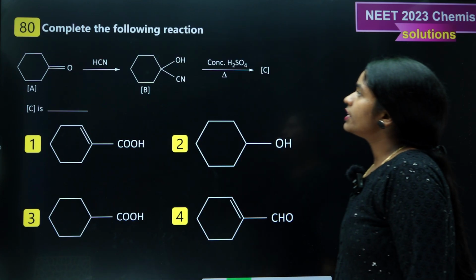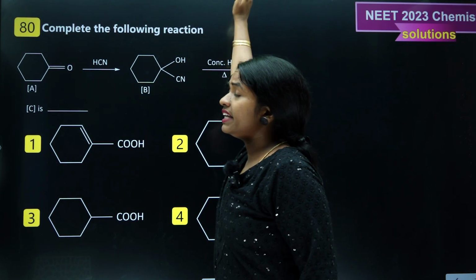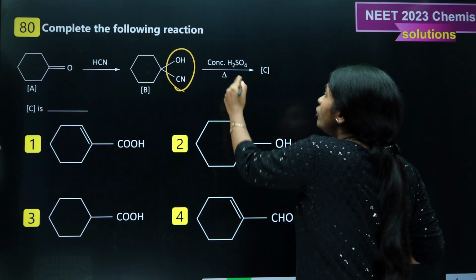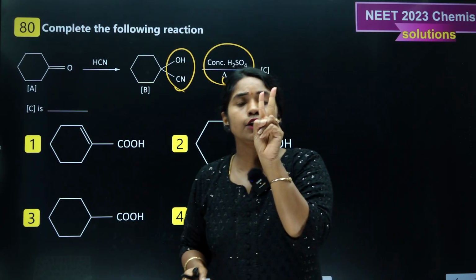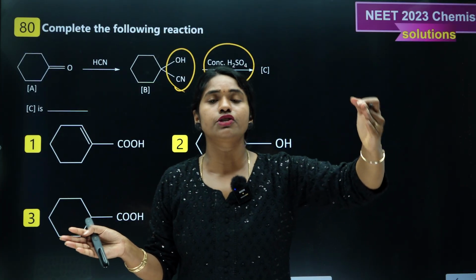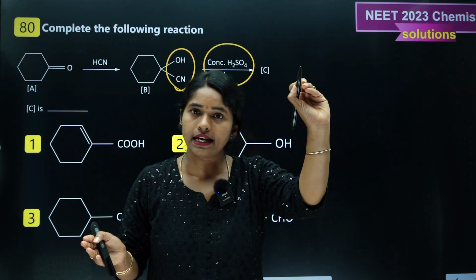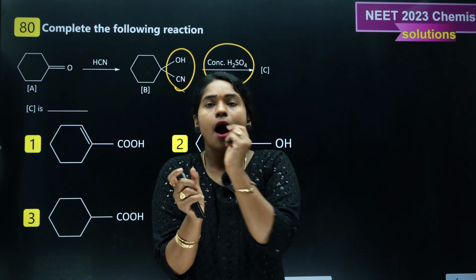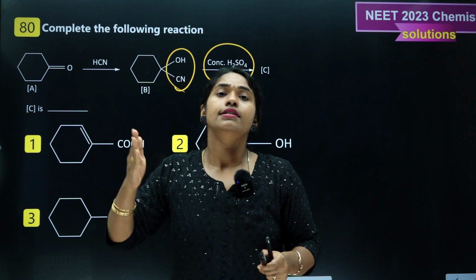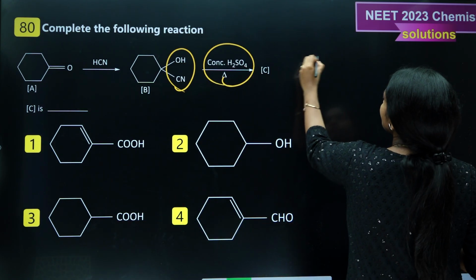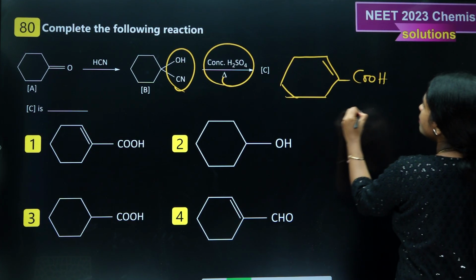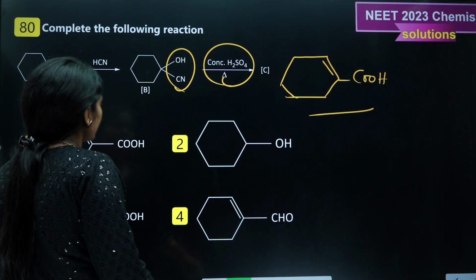Got it? See the next one, question number 80. Complete the following reaction. When we add HCN, we will be getting cyanohydrins. And if you treat with concentrated H2SO4, there are two functional groups present. One is CN, one is OH. If H2SO4 acts on the OH functional group, then loss of water takes place and we will be getting a double bond there. And the CN group, upon reaction with H2SO4, undergoes hydrolysis. The CN group will be converted into a COOH group. So here we will be getting first loss of water and the CN group will be hydrolyzed to a COOH group. So option number 1 is the correct answer.